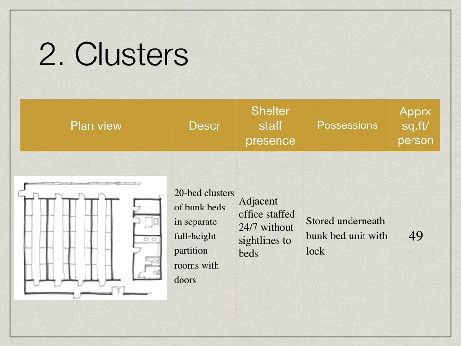The cluster was the second pervasive plan that I observed. This is similar to the open plan, except now the beds are placed in small groups of perhaps 20 that are accessible by specific doors. The approximate square footage per person is the same as the open plan, about 49 square feet per person.